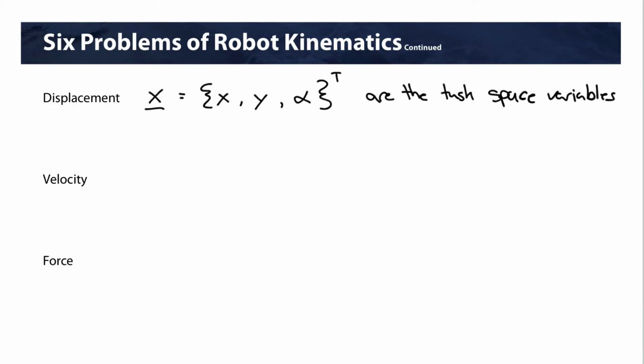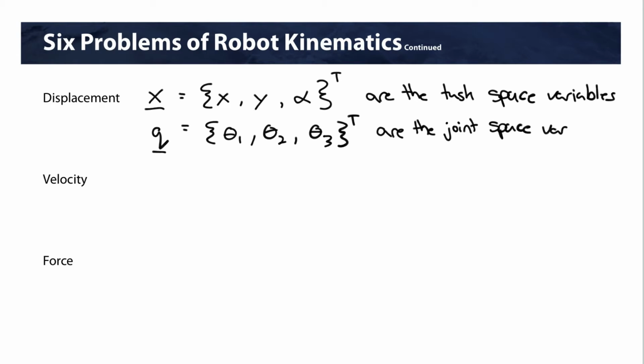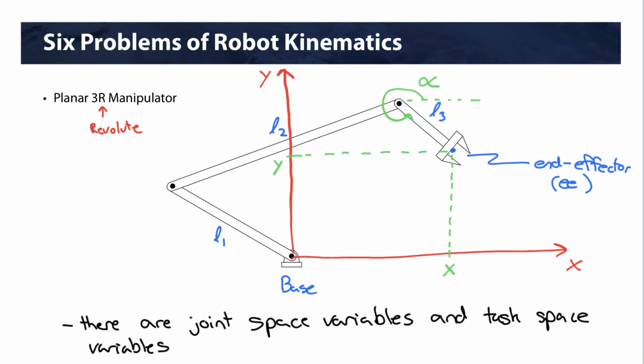Now, in terms of joint space variables, in this case, this deals with the joint angles for our robot. So we can define vector q, which will be comprised of theta 1, theta 2, and theta 3. All right, and these are our joint space variables. So if we go back to our robot here, that would be theta 1. It's the angle of link 1.